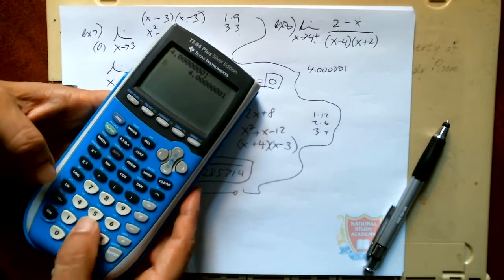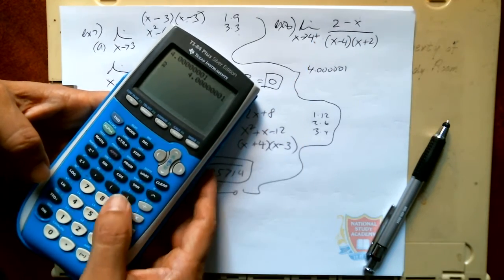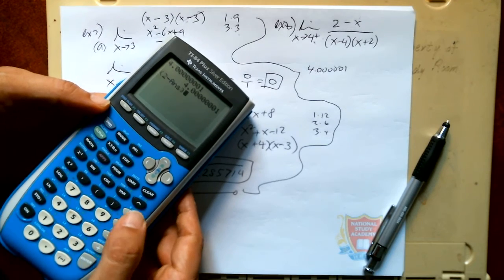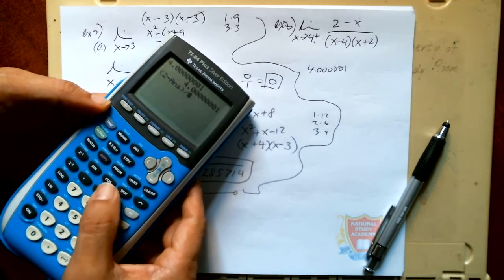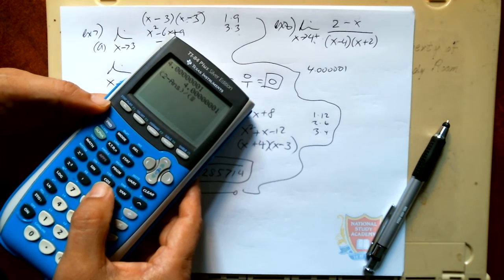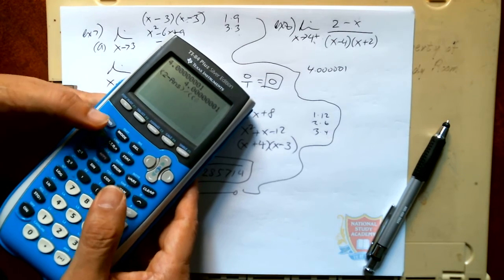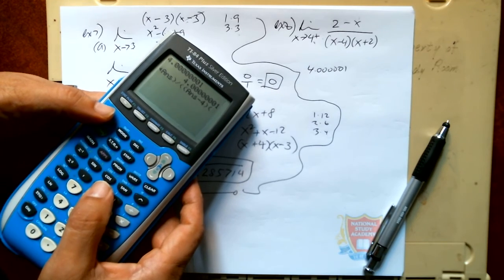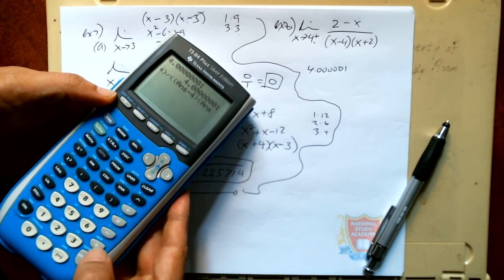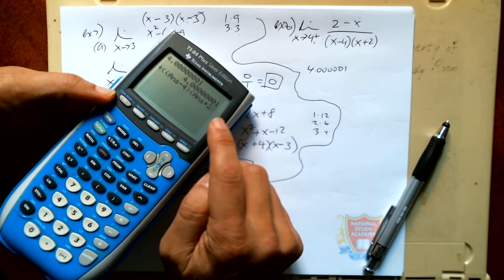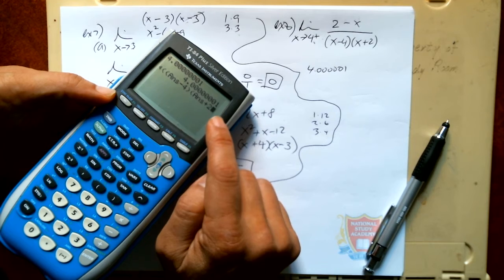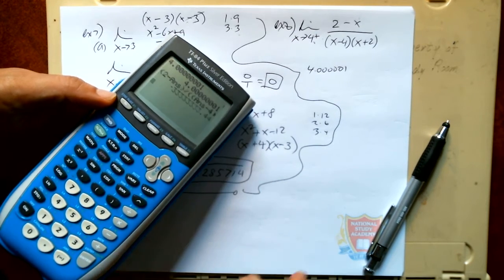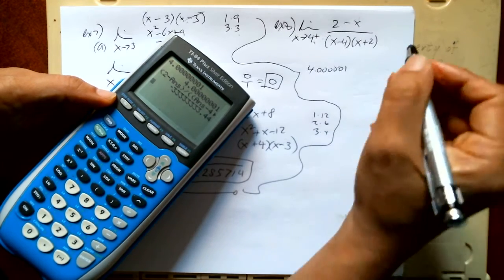I'm going to plug in 2. I have to put parentheses around that. 2 minus my answer, 4.000001, divided by parentheses. I'm going to put two parentheses on these because it's going to be answer minus 4 times the answer plus 2. And you don't have to put parentheses on these at all unless you're squaring it or cubing it or raising it to a power of sorts. Just plug it in.